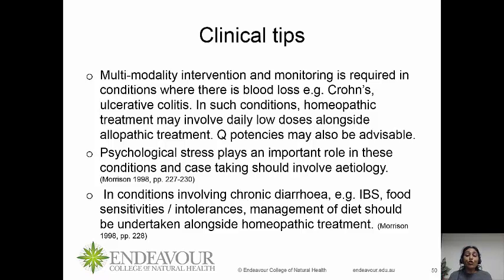In conditions involving chronic diarrhea, like IBS or food sensitivities or even food intolerances, you have to give practical advice. These are your obstacles to cure, so management of diet becomes very important.